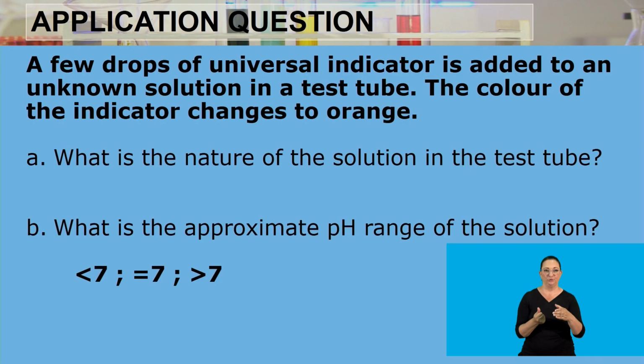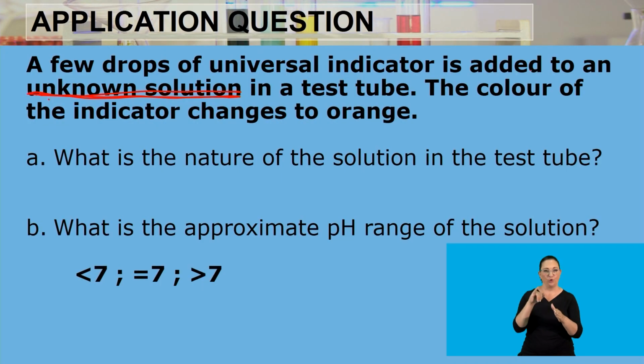Now, a few drops of universal indicator is added to an unknown solution. On top of what we just answered, they are adding something else now. It's an unknown solution. And remember, how do you test an unknown solution to see if it's acidic, basic or neutral? Remember, we do not taste. We use an indicator to check whether it's acidic, basic, or neutral. So a few drops of a universal indicator is added to an unknown solution in a test tube. The color of the indicator changes to orange. This is a clue that after adding the indicator into that unknown solution, the color change was orange.